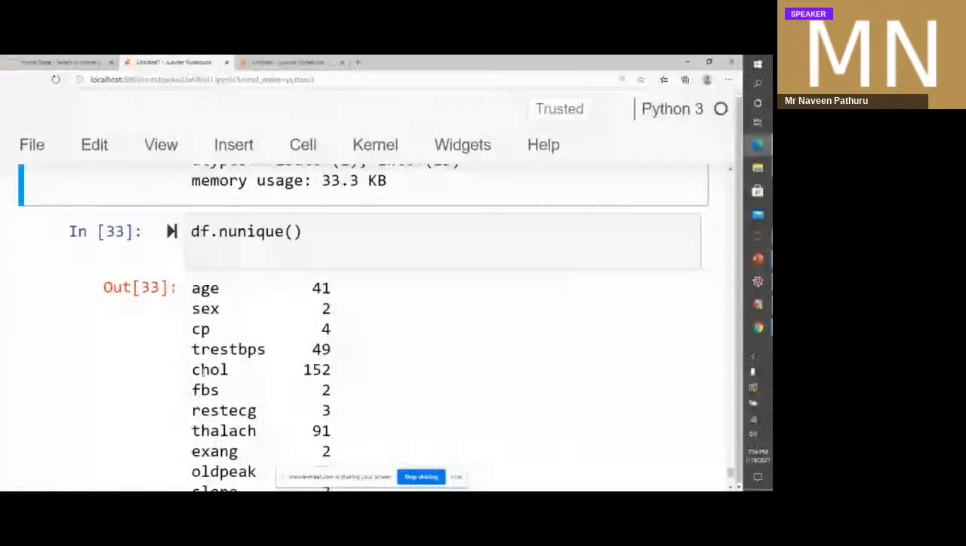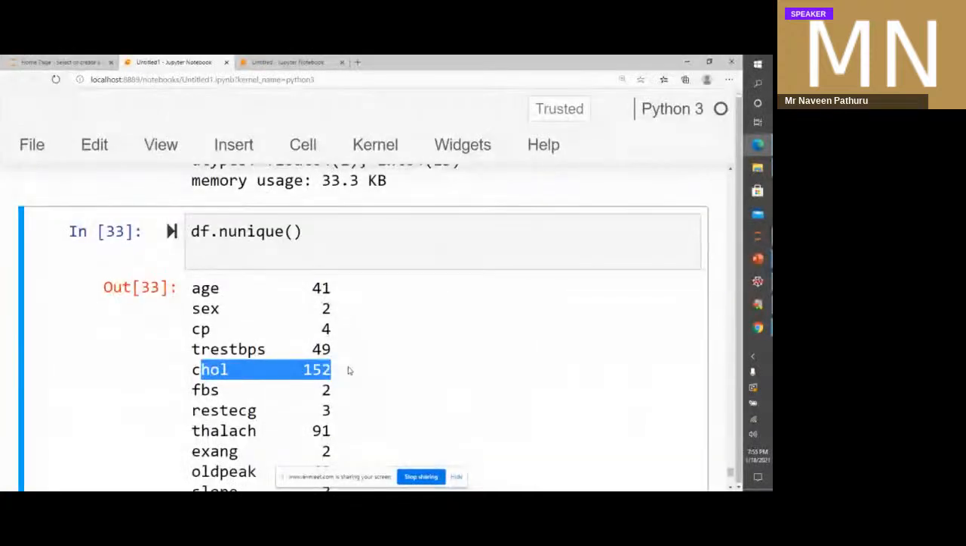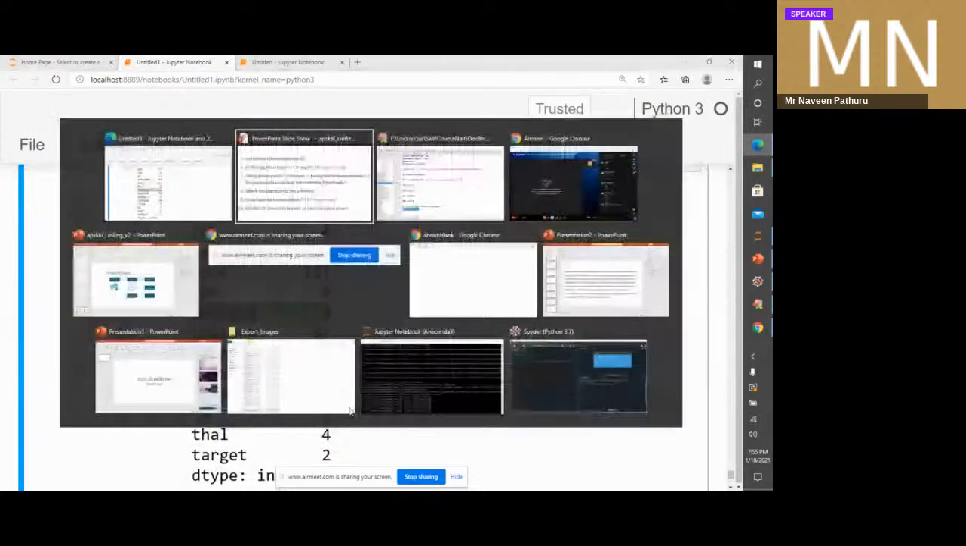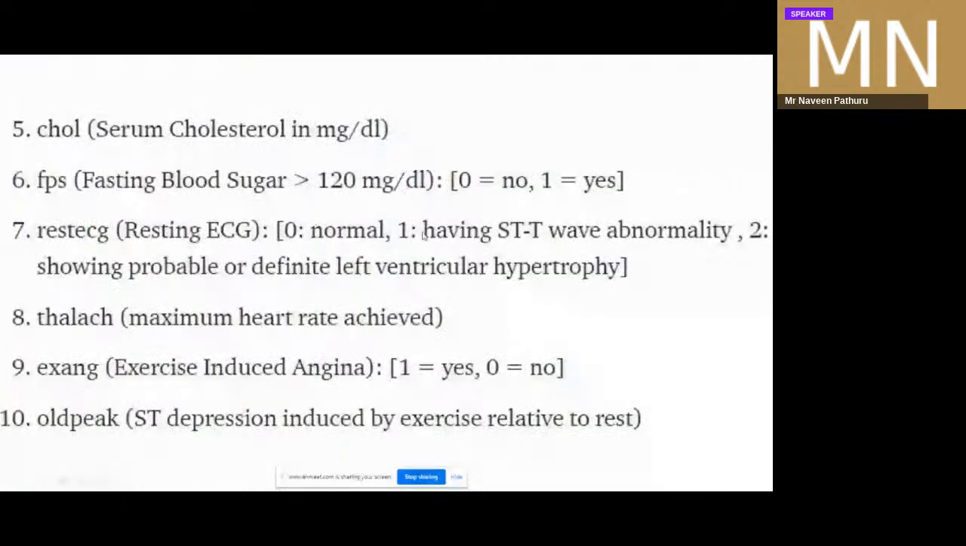And if you look here, cholesterol has 152 values, so that is numeric, okay. Then you have ECG. Generally, if you have 2, 3, 4, 5, a limited number of values, they are probably categorical. Come to rest ECG, 0 is normal, 1 is having wave abnormality, and so on. 2, definite ventricular hypertrophy. So that's the categorical data.